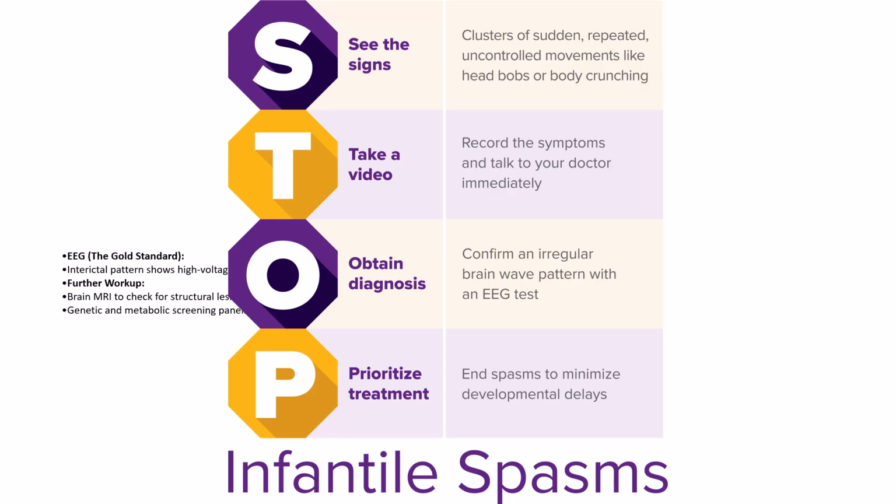So the gold standard investigation is EEG. Interictal EEG pattern shows high voltage, chaotic, disorganized hypsarrhythmia. And the brain MRI is used to check for structural lesion. Also genetic and metabolic screening panels.